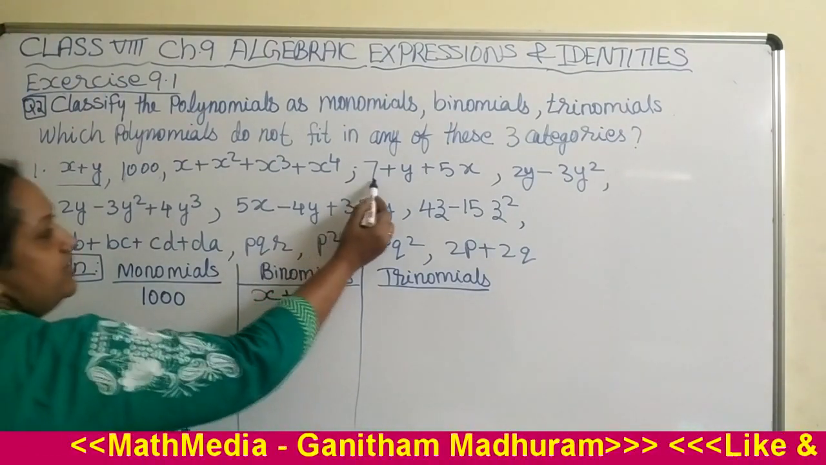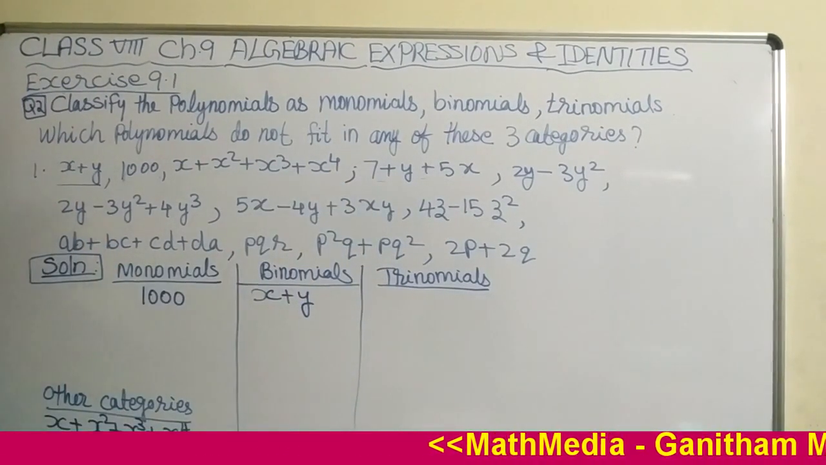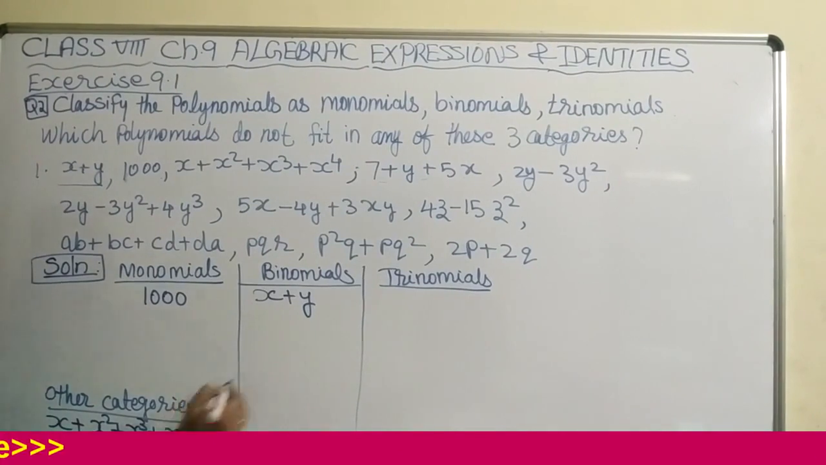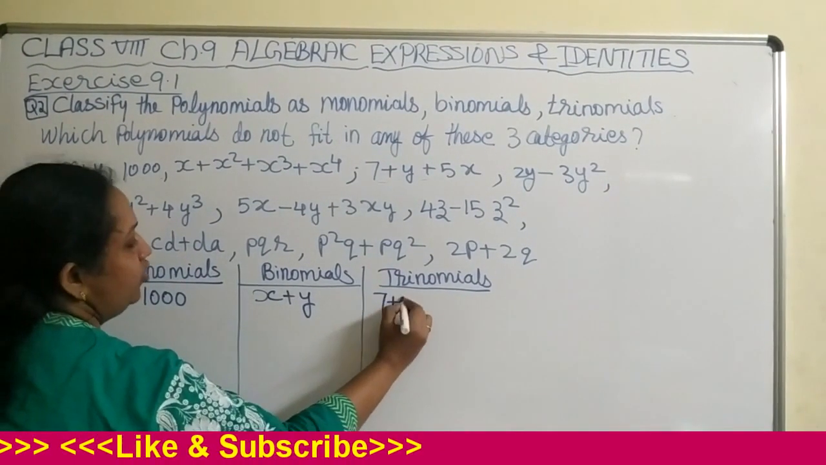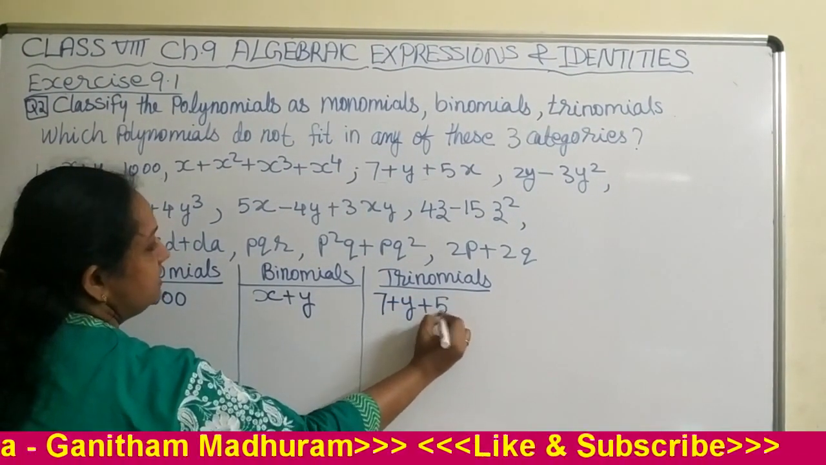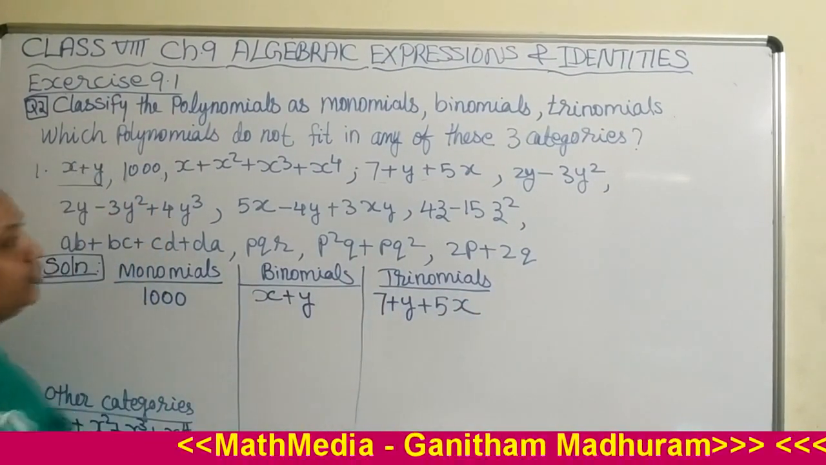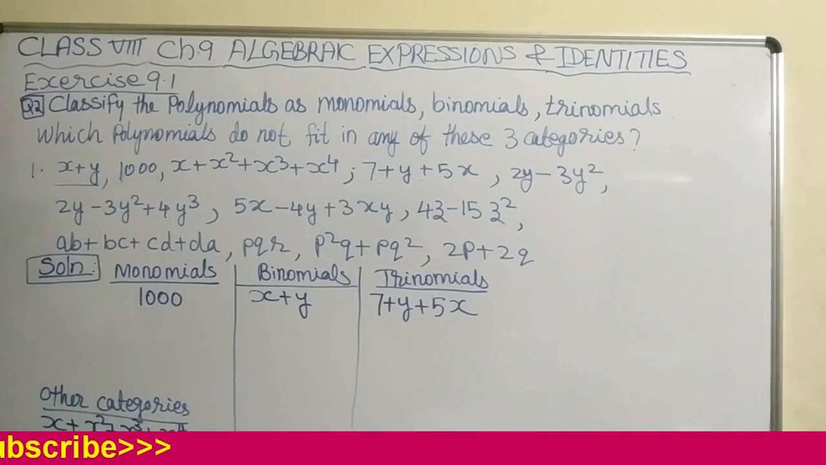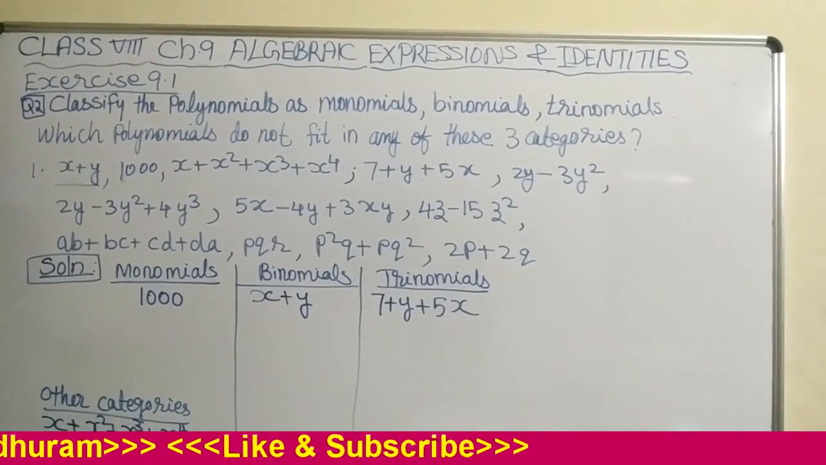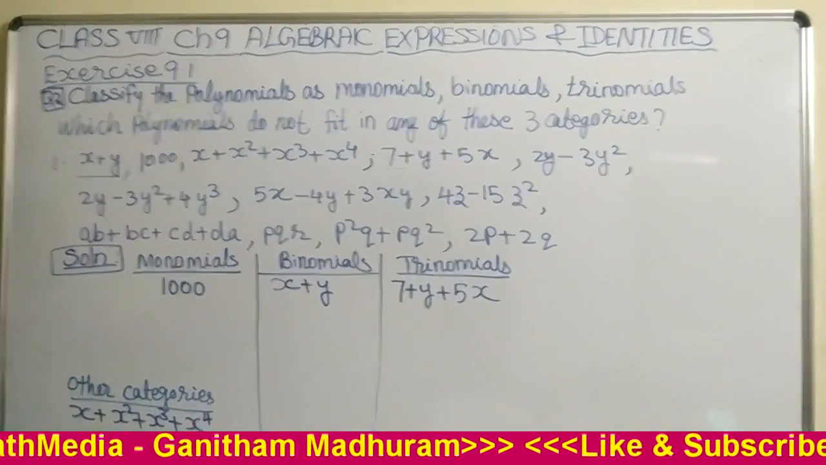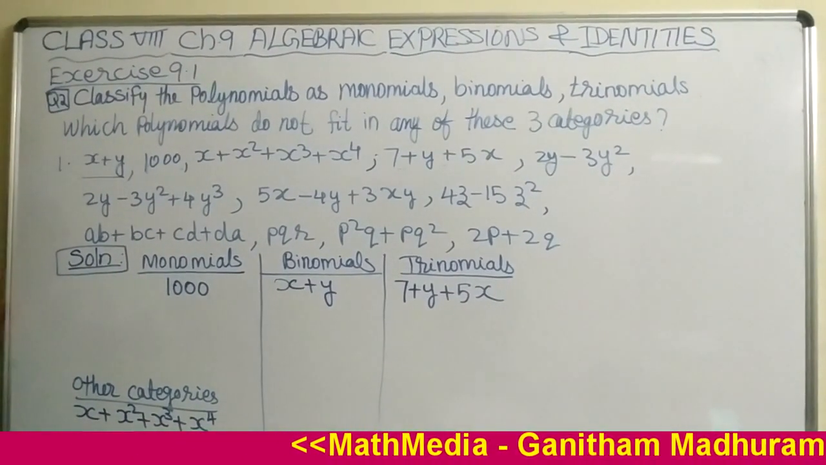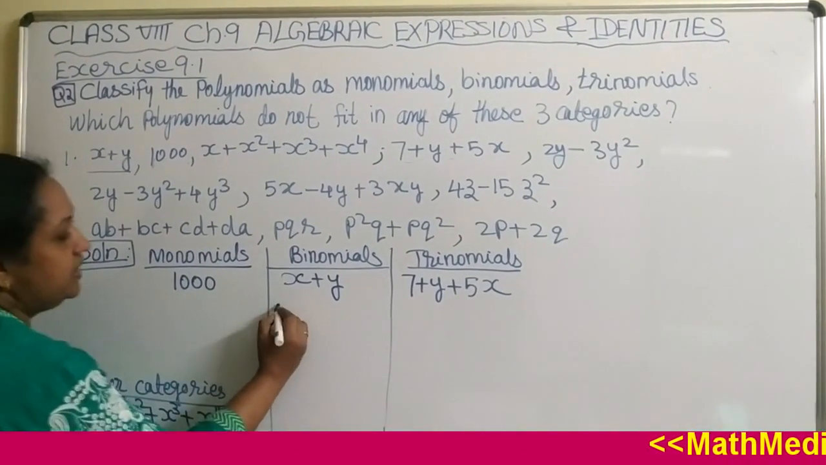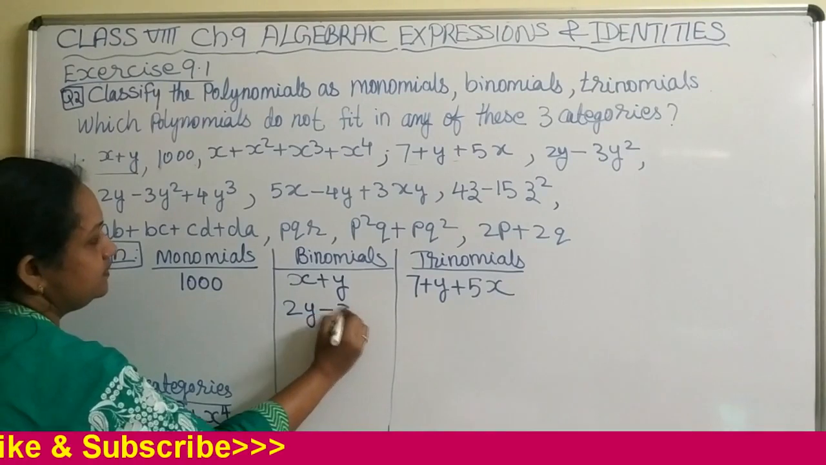Next question, 7 plus y plus 5x. It has 3 terms, so it is called trinomial. So we can write it in this column of trinomials. And the next one, 2y minus 3y square. The expression has 2 terms, 2y and minus 3y square. So it will come under binomials.